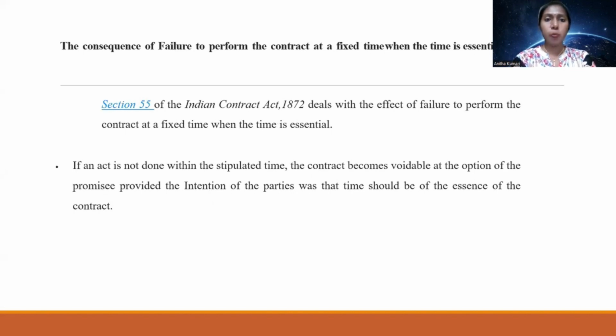The consequence of failure to perform the contract at a fixed time when time is essential. Sometimes, if the promisee has given a specific place and specific date where the performance is to be done, and it is not followed by the promiser, what will happen? If an act is not done within the stipulated time, the contract becomes voidable at the option of the promisee, provided the intention of the parties was that time should be of the essence of the contract. Always, the performance of a contract is to be done in the stipulated time mentioned in the agreement. In case it is not done, then he is responsible.